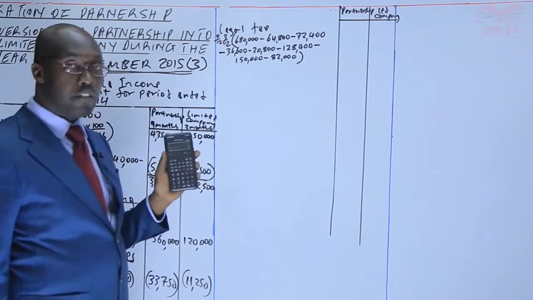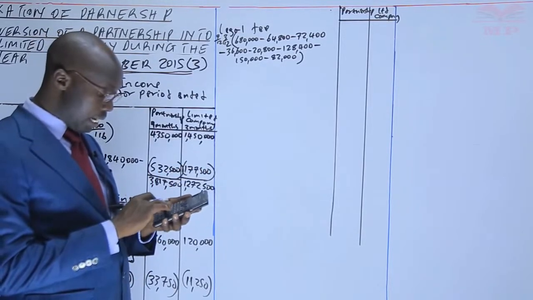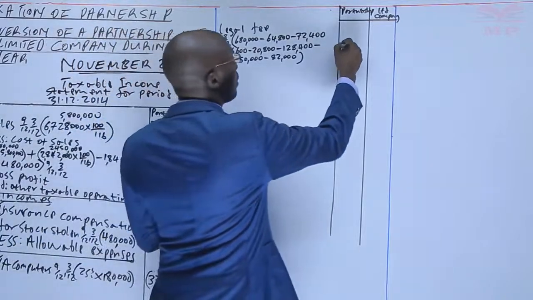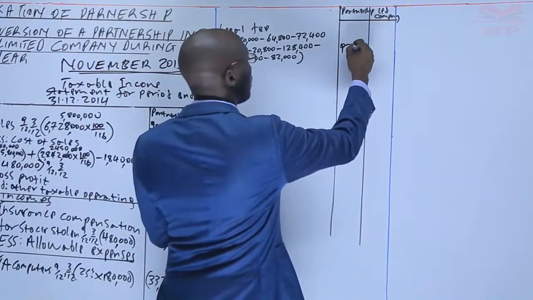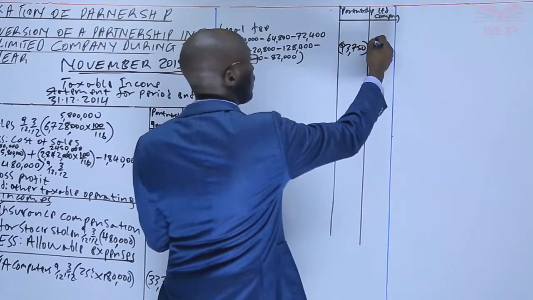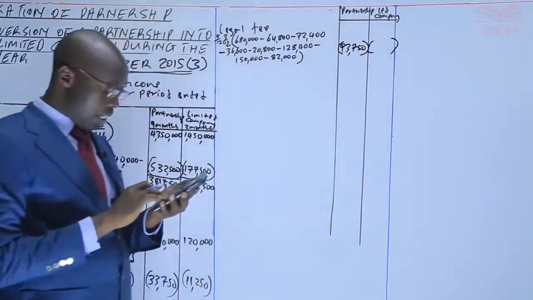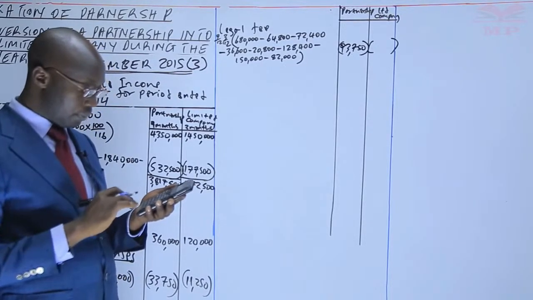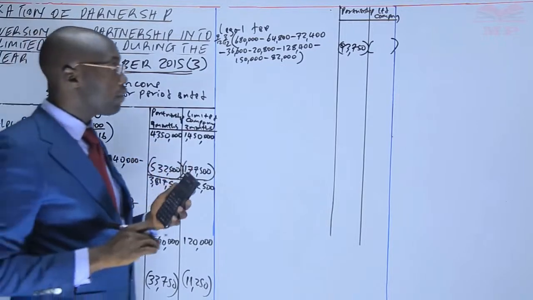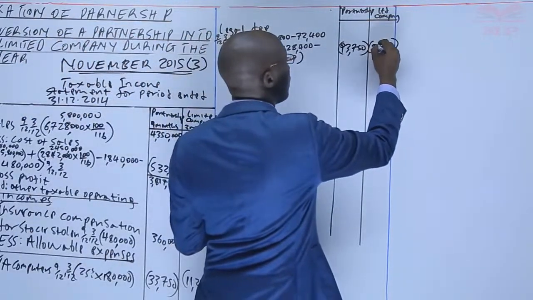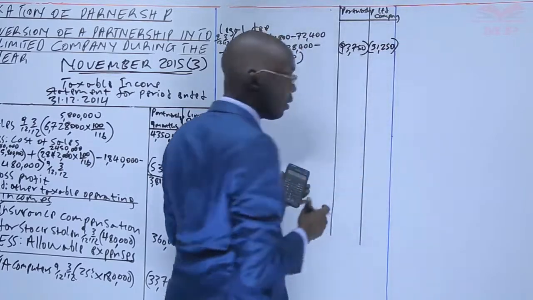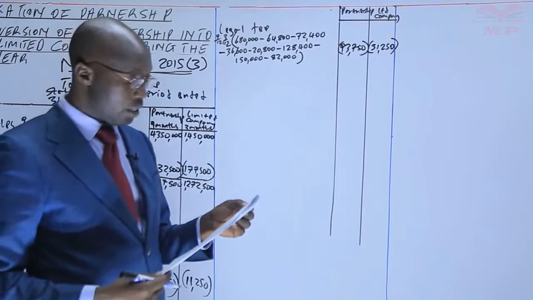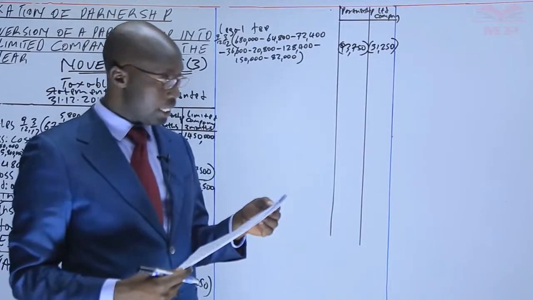That gives us 125,000. Then we take times 9 divided by 12. The other one we say 3 divided by 12 of 125,000. That gives us 31,250. Then we continue. We go back to the income statement and continue looking for allowable expenses.